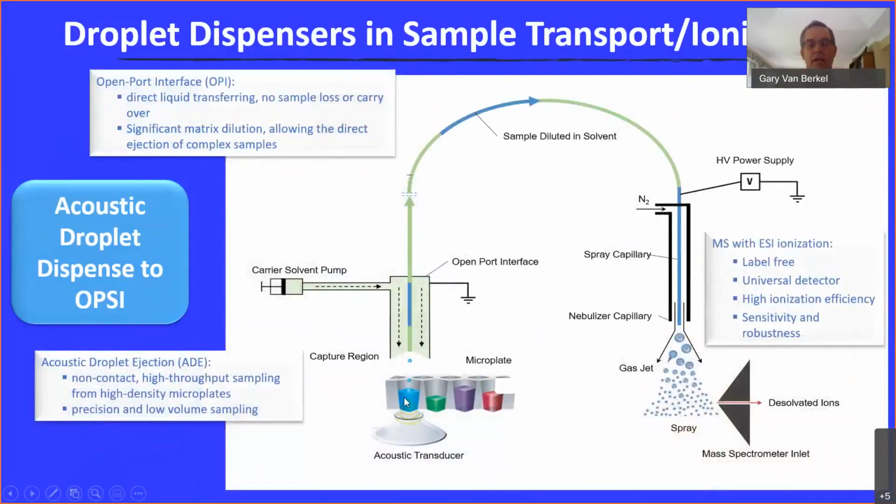So you can have 384 or larger density well plates with this system. So an acoustic droplet ejection from each well plate, and that material into the open port is diluted during its transport to the ionization source. This dilution can take care of many of the matrix effects that one would normally have in a mass spectrometry experiment that require lots of front-end cleanup. So this is kind of a very sophisticated or simple, depending on how you look at it, dilute and shoot type approach with mass spectrometry.